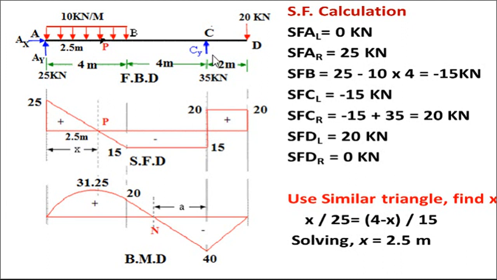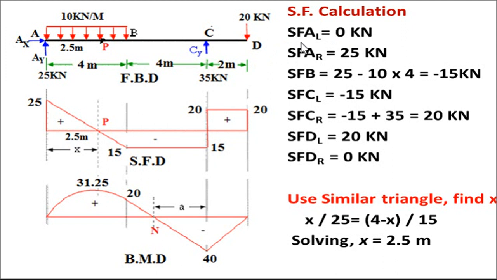Here again, C to D there is no loading, that's why it is horizontal, and at the last point D there is a 20 kilonewton load in the downward direction, that's why it is minus. So plus 20 minus 20, the value is 0. Again we are coming to the 0 point. After drawing this SFD, you can show the shear force calculation.